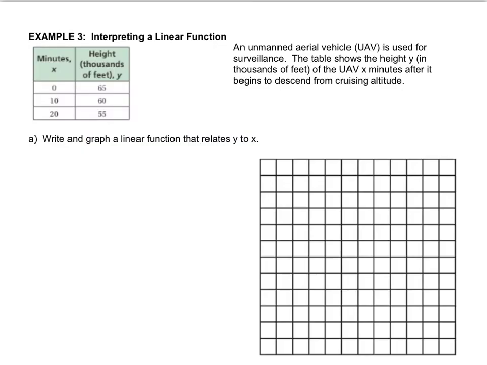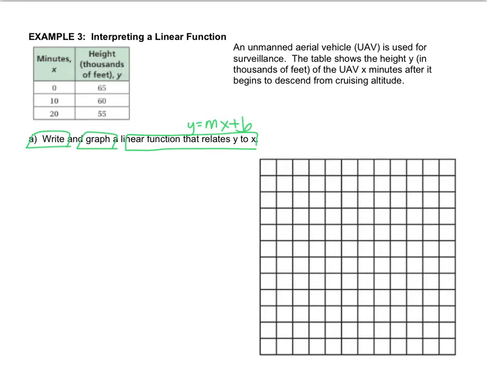All right, we've got this story problem. It gives us a table. It tells us a story about a UAV used for surveillance, kind of like a drone, I guess. And they give us a table of the height that it is after a certain number of minutes, and we have to write and graph a linear function that relates y to x, and remember that just means y equals mx plus b.